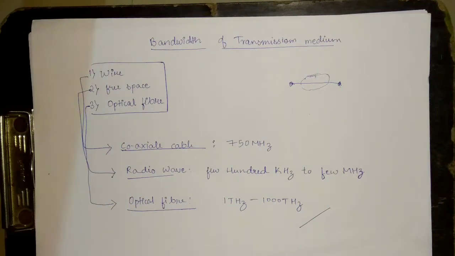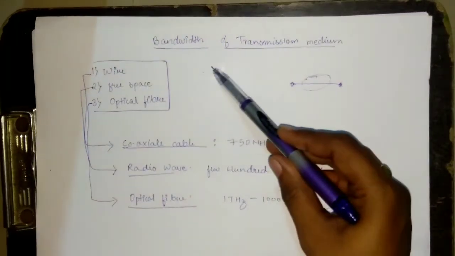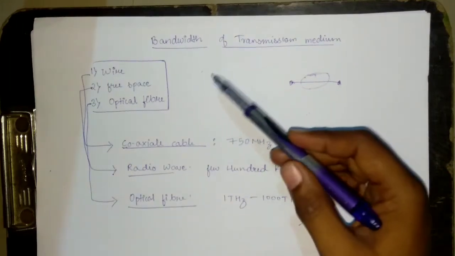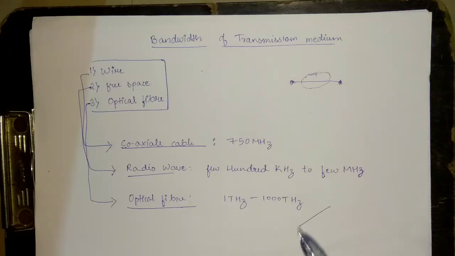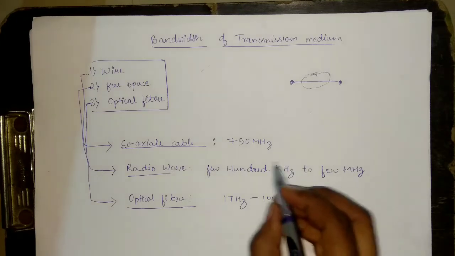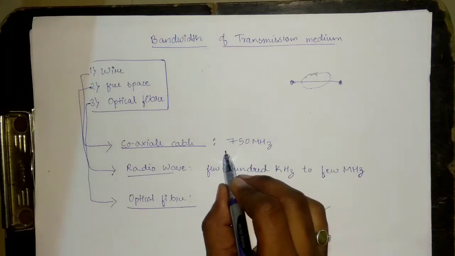There are three types of media. One is wire, second is free space, and the last is optical fiber. I will tell you the frequency range for each by taking an example of each type. For wire media, you know the coaxial cables, which require 750 megahertz of frequency.